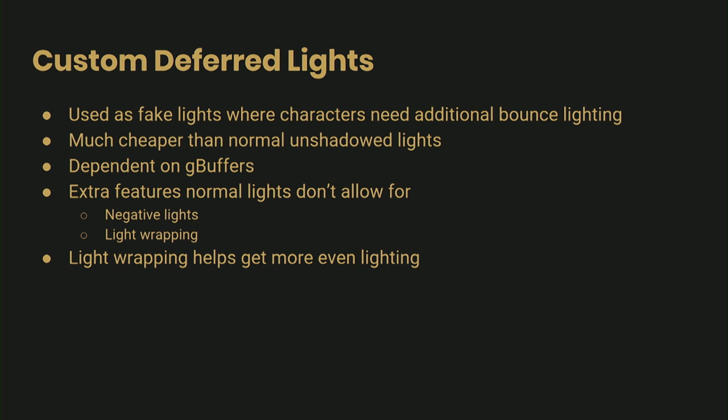So what we did to help mitigate this issue is we implemented some custom deferred lights, and these basically act like stock Unreal lights for the artists, but they're diffuse only, so they're a lot cheaper to render. And because Paper2D still writes to the G-buffer, these lights can help ground our characters into the world without having as much of a performance impact as unshadowed lights would.